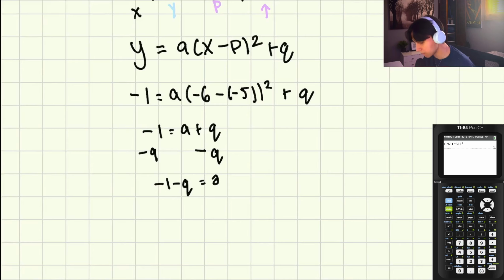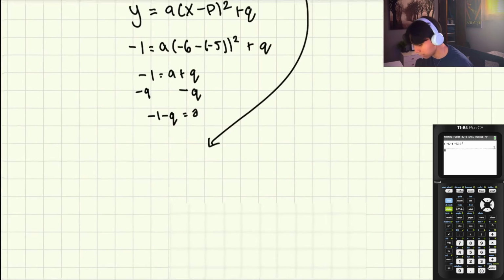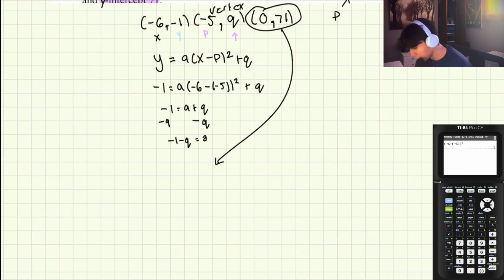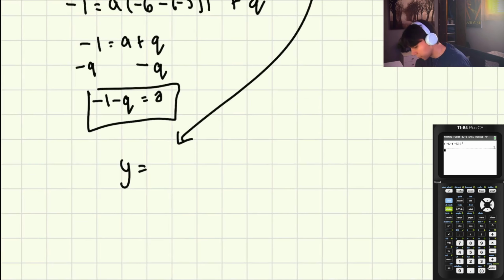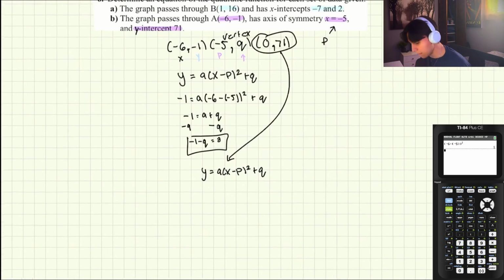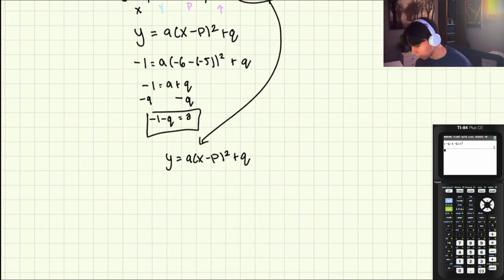Now we're gonna use our y-intercept in our equation to find our q value. So remember this formula for later, because we're gonna be coming back and using this: -1 minus q equals a. So remember we have y equals a times (x minus p) squared plus q. We've used this point here and we've used our vertex point. So the only one we haven't used so far is our y-intercept. So we're going to plug in our y-intercept now.